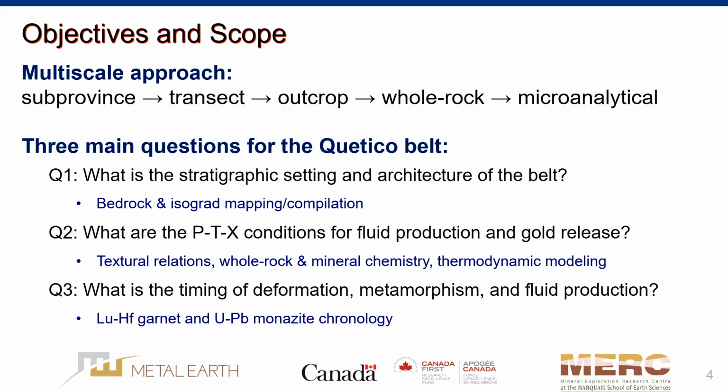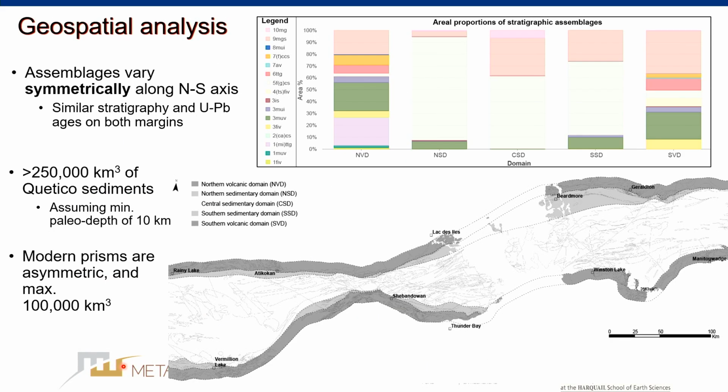The second question was, what are the pressure-temperature conditions for fluid production and gold release? We know from Diogo's work and those before that the gold in the sedimentary subprovinces is initially in pyrite 1, and as pyrite is consumed upgrade, you also lose gold in the rock, not just in the sulfides, but in the whole rock measurements. So what are the conditions for that sulfide and fluid release? And the last one is, can we place timing constraints on all these events? I'm doing that with cesium, hafnium, and monazite, uranium monazite chronology.